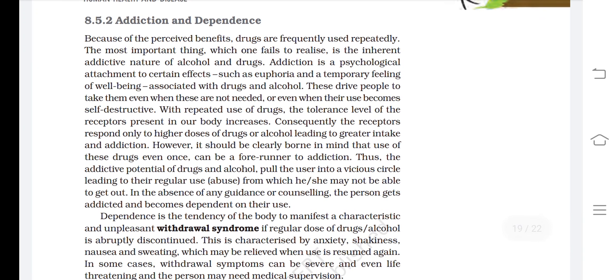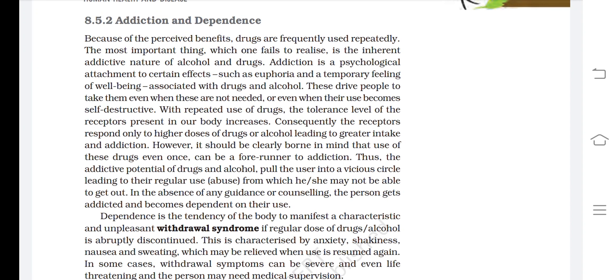Addiction and dependence. Because of the perceived benefits, drugs are frequently used repeatedly. The most important thing which one fails to realize is the inherent addictive nature of alcohol and drugs. Addiction is a psychological attachment to a certain effect, such as euphoria and a temporary feeling of well-being, associated with drugs and alcohol. These drive people to take them even when they are not needed, or even when their use becomes self-destructive. With repeated use of drugs, the tolerance level of the receptors present in our body increases. Consequently, the receptors respond only to higher doses of drugs or alcohol, leading to greater intake and addiction.